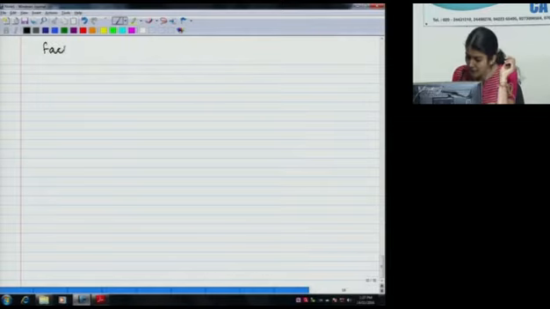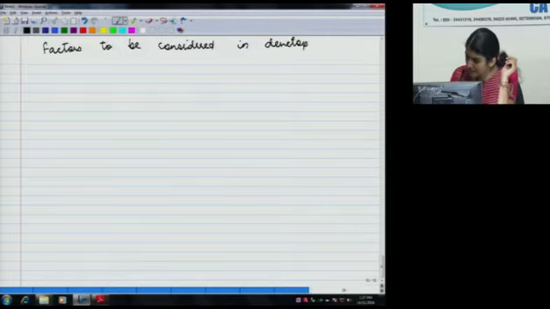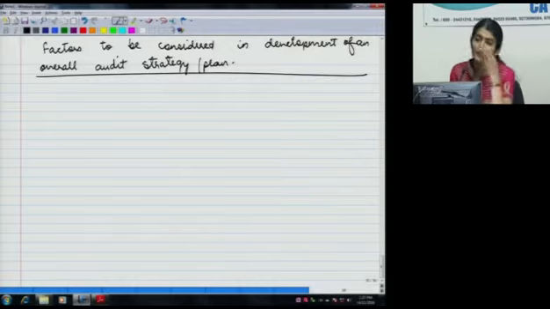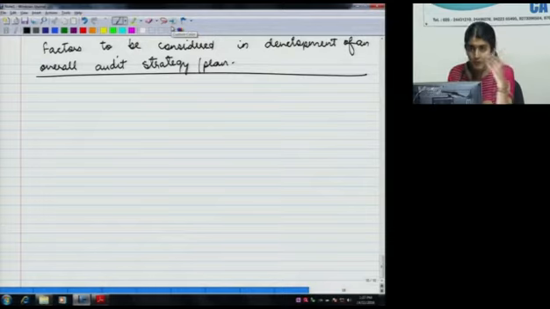Now I come to the factors to be considered in the development of an overall audit strategy or plan. Factors to be considered. So now you've been told, okay, prepare a timetable or prepare a plan for doing the audit of Geo Limited. Okay, is there any difference between a strategy and a plan?